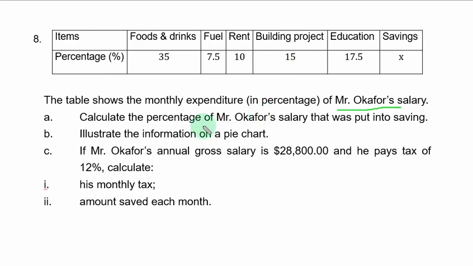C. If Mr. Okafor's annual gross salary is $28,800 and he pays tax of 12%, calculate figure 1 his monthly tax, figure 2 amount saved each month. So let us take the solution part by part.